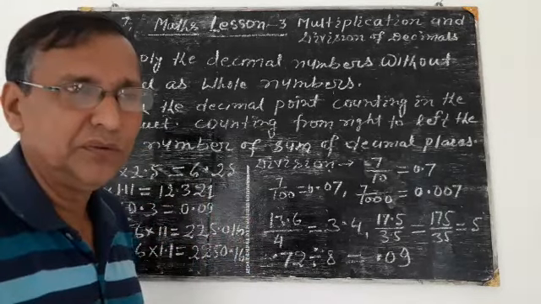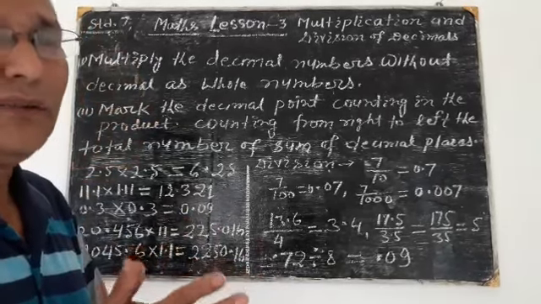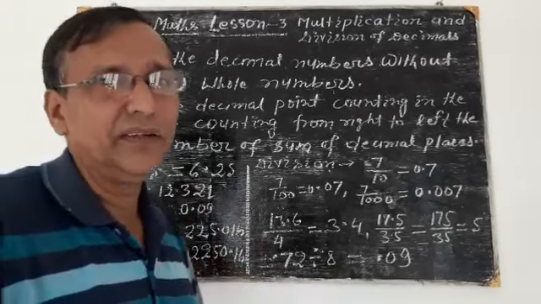In this, inserting the decimal point is the main factor. Multiplication you already know. In this way, we can insert the decimal at the right place and get our result.